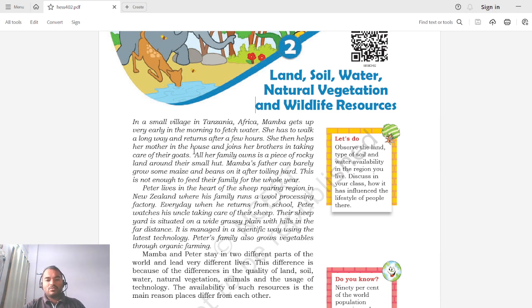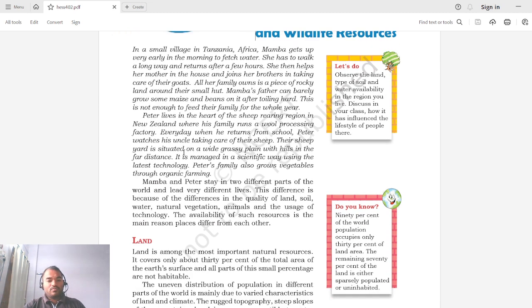Okay, so this is the chapter that we will see in detail, like how land, soil, water, natural vegetation and wildlife are distributed across the world and what their effect is on our day-to-day life. Okay, so Mamba and Peter stay in two different parts of the world and lead very different lives. This difference is because of the difference in quality of land, soil, water, natural vegetation, animals, and usage of technology. The availability of such resources is the main reason places differ from each other.